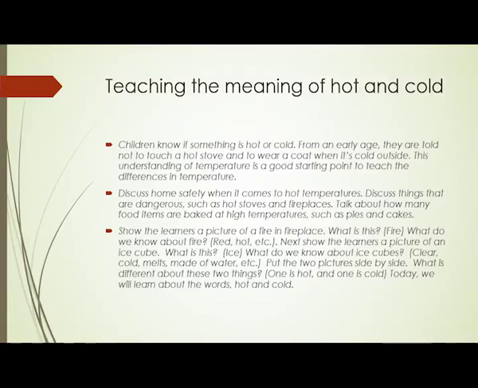Show the learners a picture of a fireplace or a fire. What is this? What do you know about fire? Next, show the learners a picture of an ice cube. What is this? What do you know about the ice cube? Put the two pictures side by side. What are the differences of these two items? Today we will learn about hot and cold.